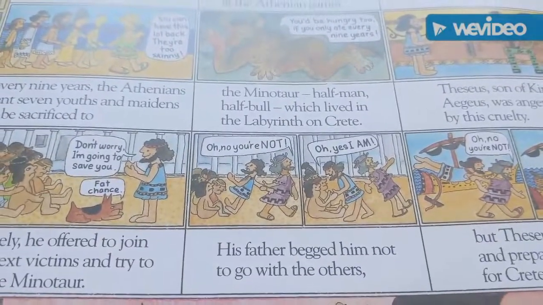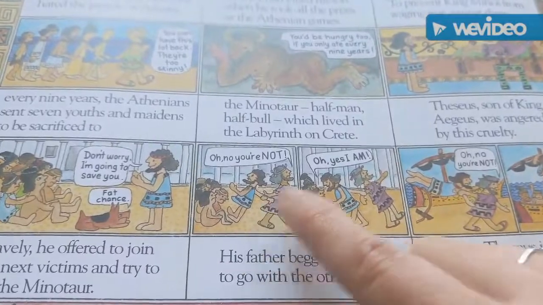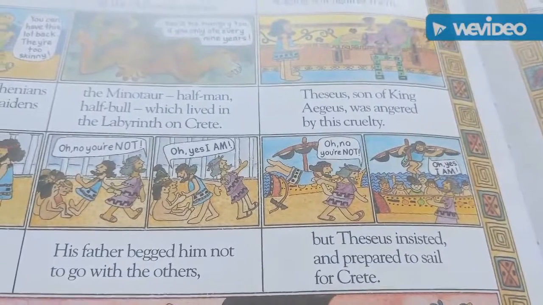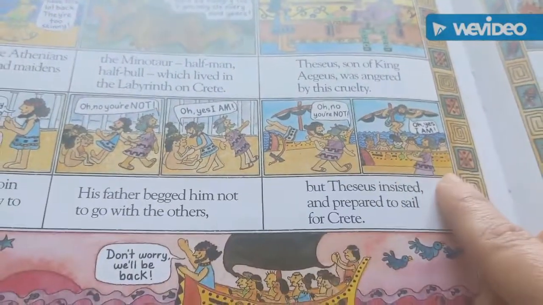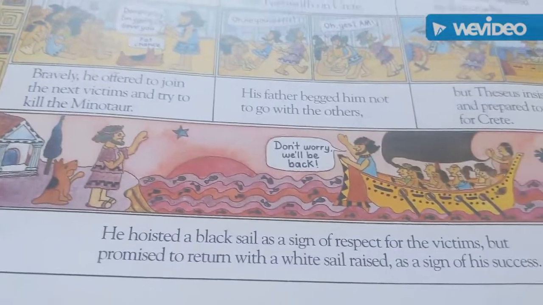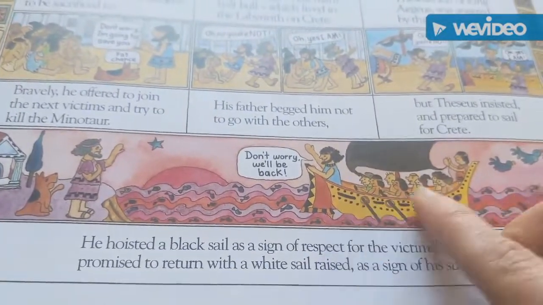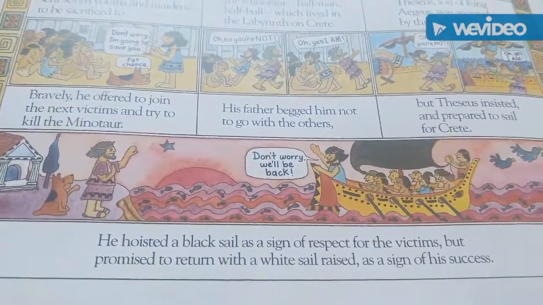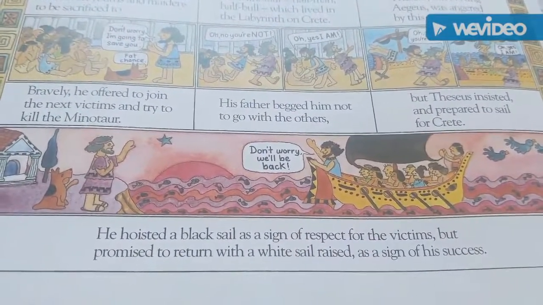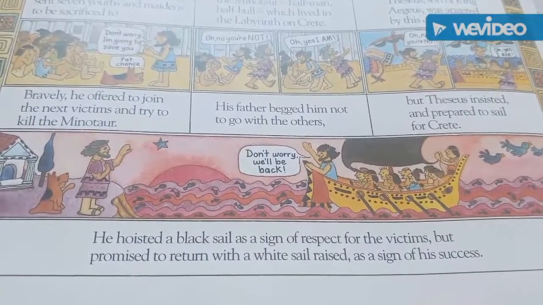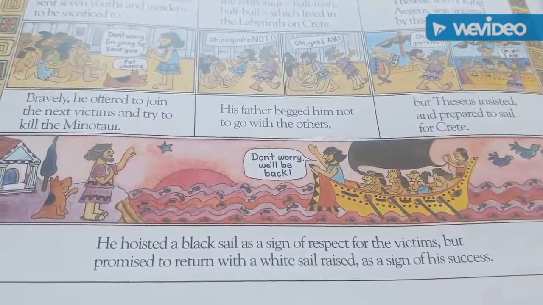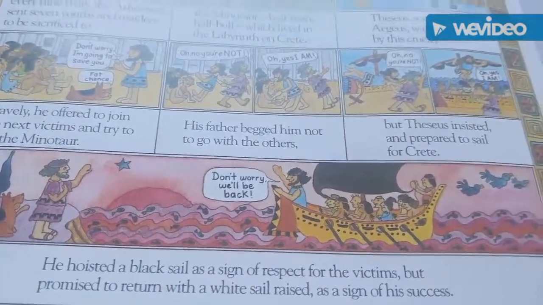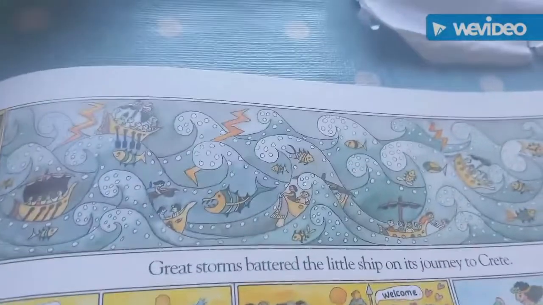His father begged him not to go with the others. He's saying, oh no, you're not going, and he's saying, oh yes, I am. But Theseus insisted and prepared to set sail for Crete. But yes, he's getting ready to go, so you can see him here in the boat with the other children, and he's saying, don't worry, we'll be back. He hoisted a black sail as a sign of respect for the victims, but promised to return with a white sail raised as a sign of his success. So he's saying, when I come back to show that I've defeated the Minotaur, I'll put a white sail up to show that I've beaten the Minotaur. So here they are on their journey.